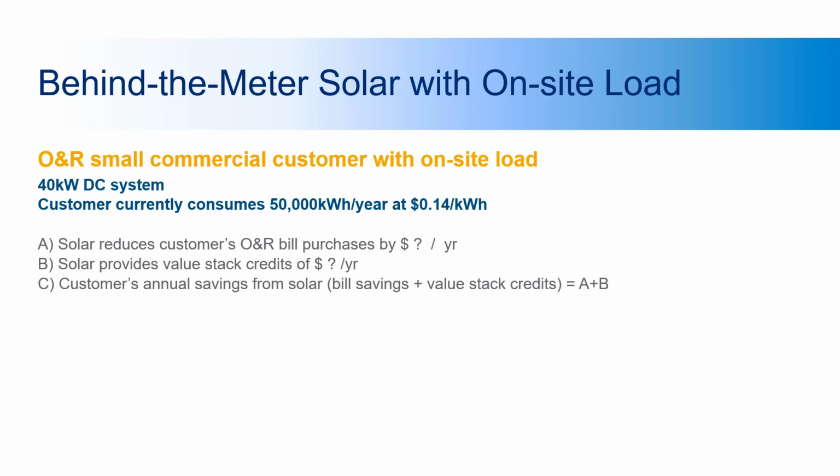For our next example, we're going to look at a small commercial customer with behind-the-meter solar and on-site load. We'll say the customer has a 40 kilowatt solar system. It consumes around 50,000 kilowatt hours of electricity per year at 14 cents a kilowatt hour. Remember, our equation for the value provided by solar here won't just be the energy produced times the value stack, but instead the sum of the solar energy that goes to reduce consumption at the retail rate and the credits received from energy exported at the value stack rate.